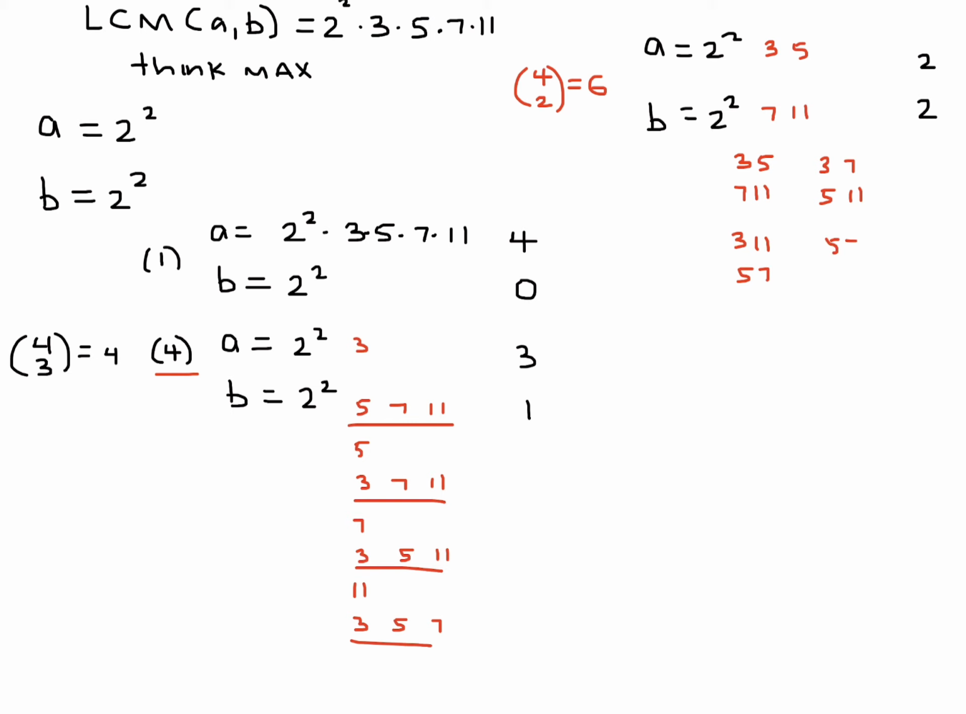5 and 7, 3 and 11, 5 and 11, 3 and 7, and 7 and 11, 3 and 5. But some of these are doubles. 3, 5, 7, and 11, you notice this is the same as that. 5, 11, 3 and 7, that is the same as that. And 3, 11, 5, 7, this is the same as that. So there's only actually 3 unique pairs.